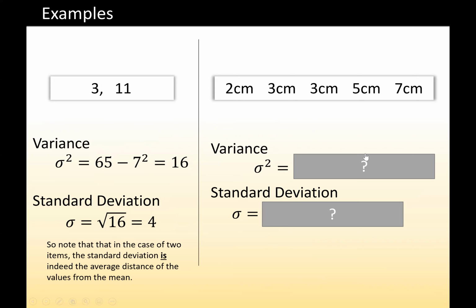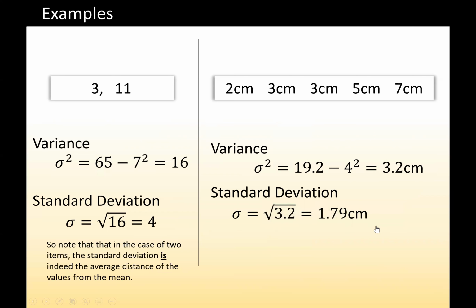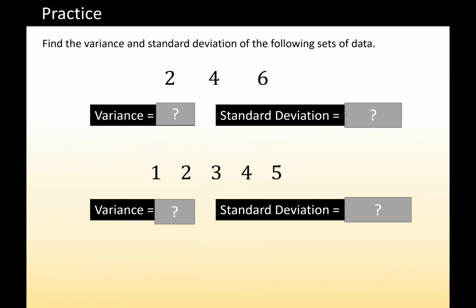For the one on the right-hand side, if you want to pause the video, have a go, see if you can work it out. So the mean of the squares, so square them all, find the mean. Subtract the mean squared. So we'd have 19.2, subtract 4 squared gives us 3.2. And again, we can square root it to give us our standard deviation, 1.79. Okay, give these two questions a go. See if you can work out the variance and standard deviation. Remember, variance is the mean of the square, subtract the square of the mean.